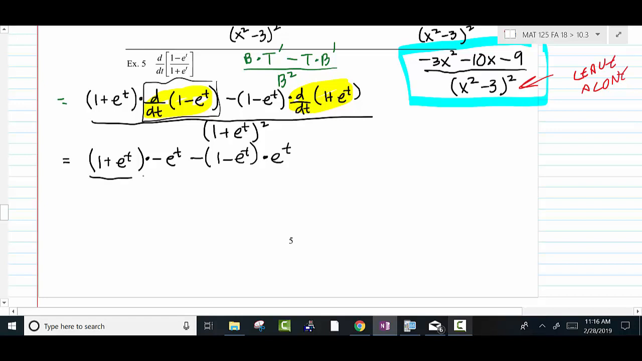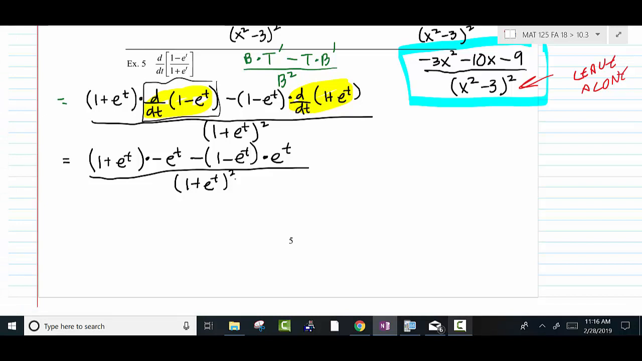And then the denominator, I said a minute ago, always leave it alone. You do not need to multiply that out. It's a waste of your time. So that really is the calculus done. The rest of this problem is the algebra that we have to deal with.